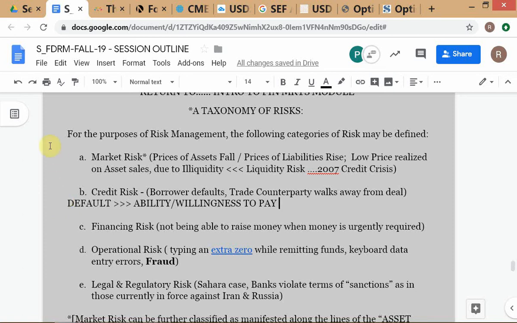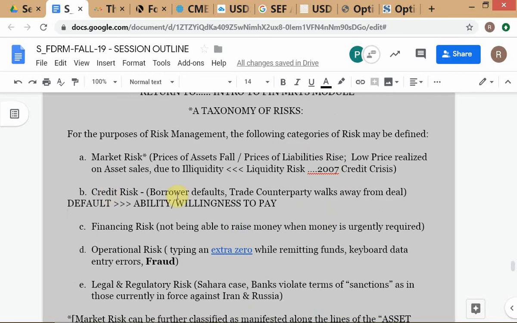Okay, so is this clear? We've got these two definitions out of the way. I'm not going to cover the other types, but since I was talking about these two risks, you can read about the others on your own. I just wanted to make sure that we understand market risk and credit risk, and the distinction between these two.